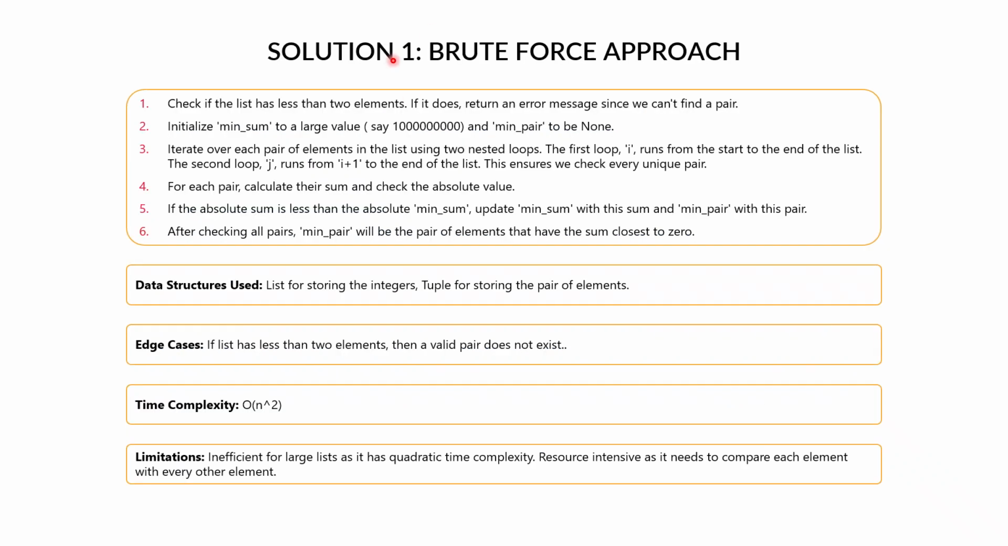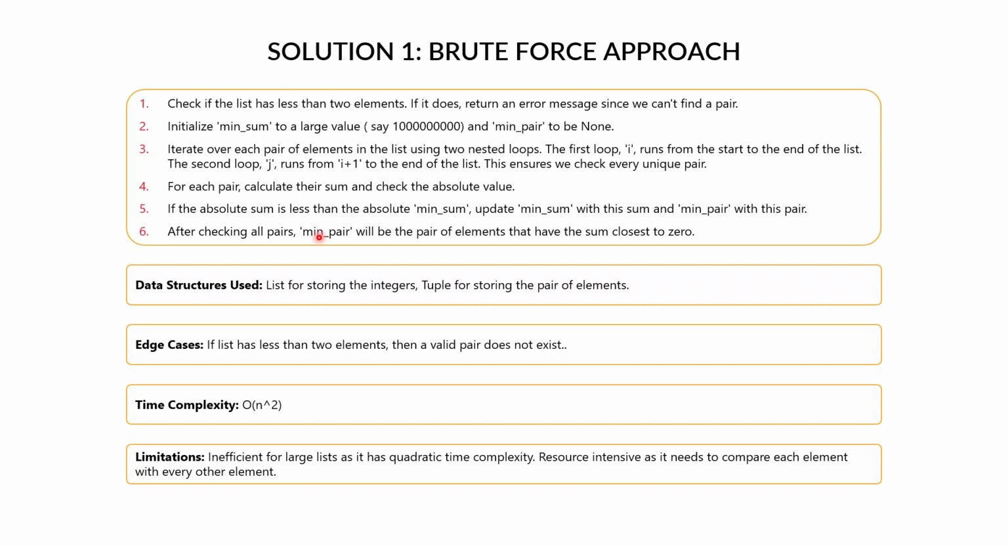Now let's take a look at our first approach, which is the brute force approach. Now first, we will check if the list has less than two elements. So we will check for the edge case. If it does, an error message will be thrown. Next, we will take a variable called minsum and we'll assign it to a very large value, in our case 10 to the power 9.